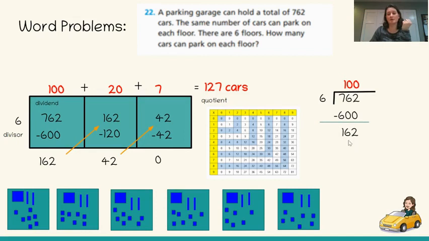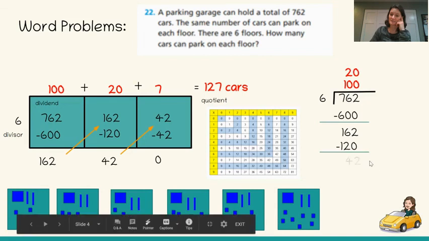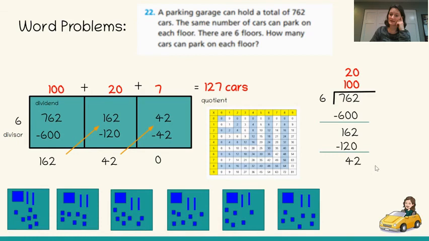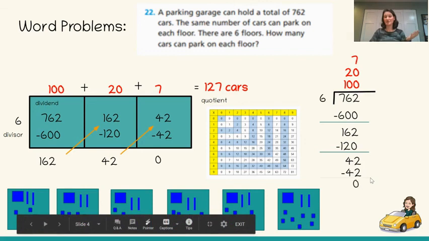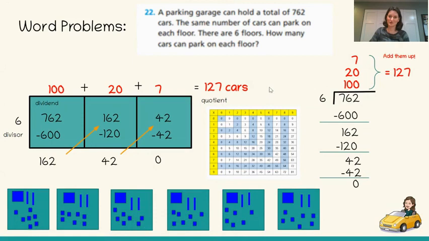What's left when we've taken those 600 away? 162. Now we're working with tens. 16 divided by 6 is 2. We're in tens, so it's 20. 6 times 20 is 120. The difference is 42. Now we take the 42 and divide by 6, and that's 7. 6 times 7 is 42. We subtract, there's nothing left over. We've got our partial products up the top. We're going to add them up, 127.